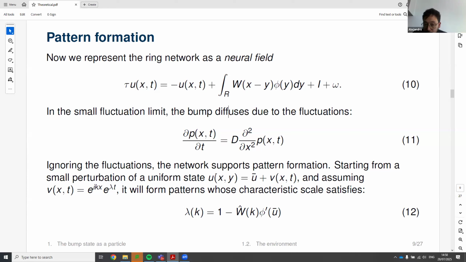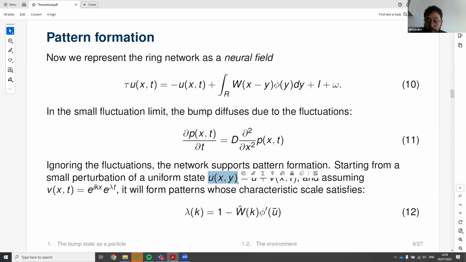So I said I was going to describe a little bit the medium. The medium that this neural network represents is a medium that supports pattern formation. So it's a spatially structured network, and you can see the pattern formation happening if you replace the input. Again, I made a mistake here. It's t.